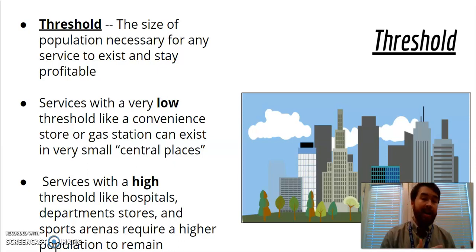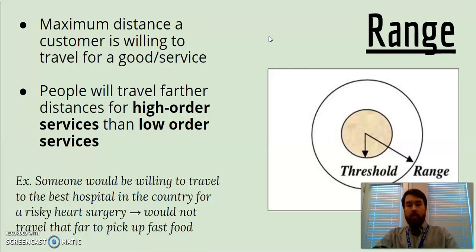Now, high threshold services, on the other hand, require a higher population to remain profitable and existent. So things like hospitals, department stores, sports arenas, you need generally a larger population to keep those afloat and running. That's threshold. Now, range is the maximum distance a customer is willing to travel for a good or service.